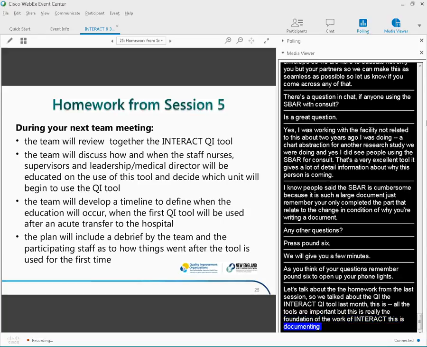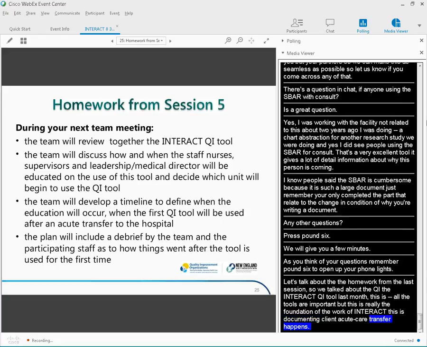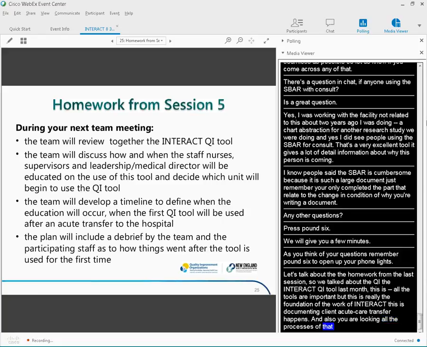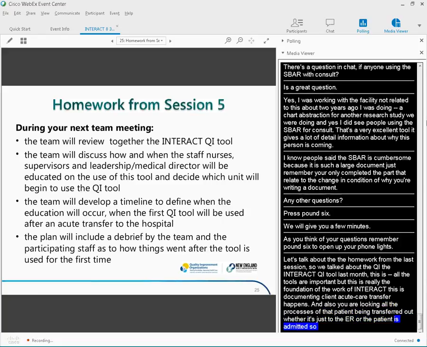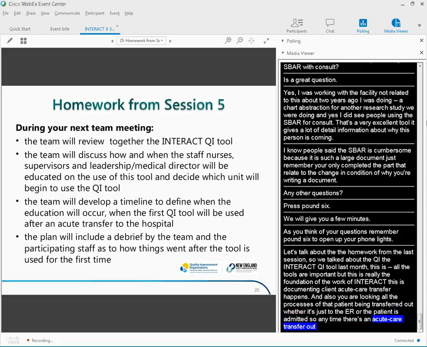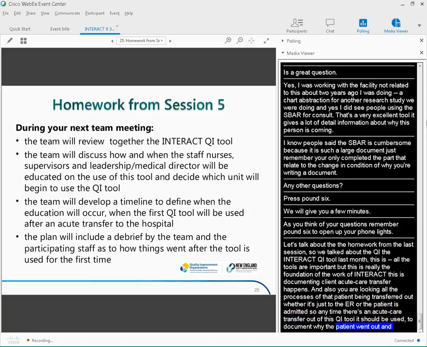And also you're looking at all the processes of that patient being transferred out, whether it's just to the ER or if the patient is admitted. So anytime there's an acute care transfer, this QI tool should be used to document why that patient went out, and was there something that was missed or something the facility could have done to prevent that transfer?